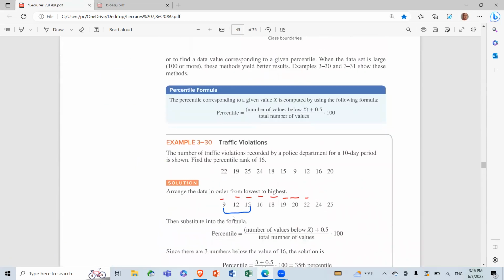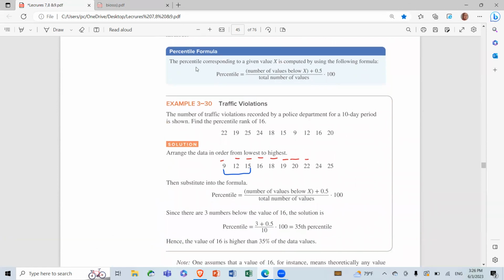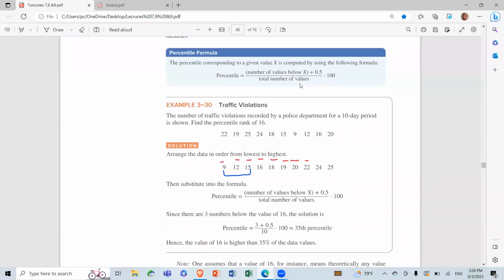Now, the percentile formula. The percentile corresponding to a given value X is computed by using the following formula: percentile equals the number of values below X plus 0.5, over the total number of values, times 100. So now we will solve an example using this formula. Okay.